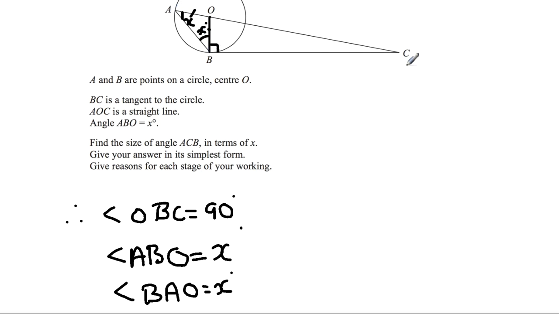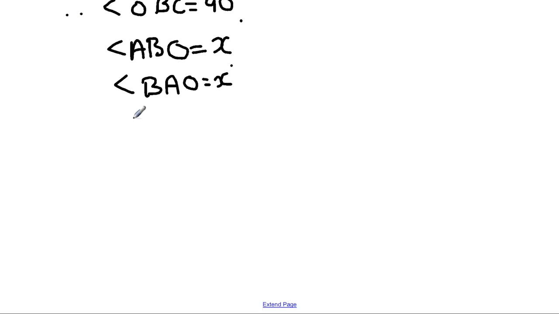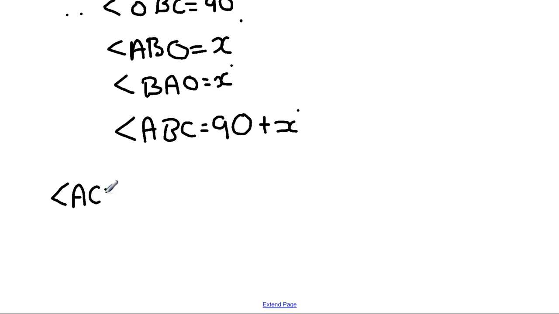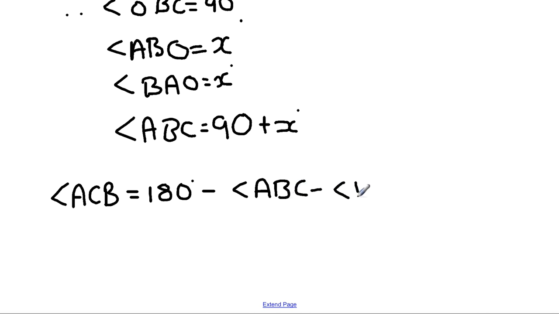Now, angle ABC is 90 degrees plus the x degrees. So let's write that down. Angle ABC is equal to 90 degrees plus x degrees. We all know angles in a triangle add up to 180 degrees. Therefore, angle ACB is equal to 180 degrees minus angle ABC minus angle BAO.